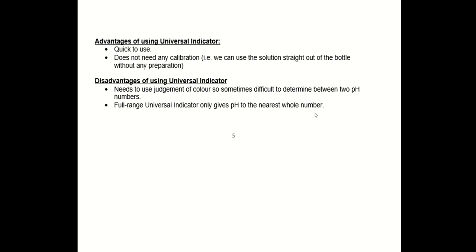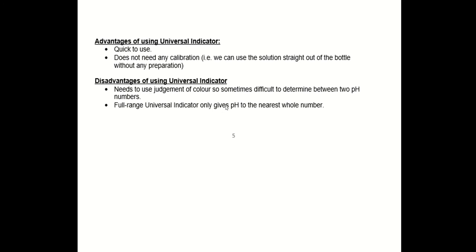Okay, so advantages of using universal indicator. You can see it obviously gives us a range of pH colours. You can see it's quite quick to use. So if you get the paper, it's only a matter of dipping it in and then using it. Now, it doesn't need any calibration. Now, I'll explain that in a moment compared to what we call our little pH checker or pH meter, which will show you. And so therefore it is able to be used straight away.